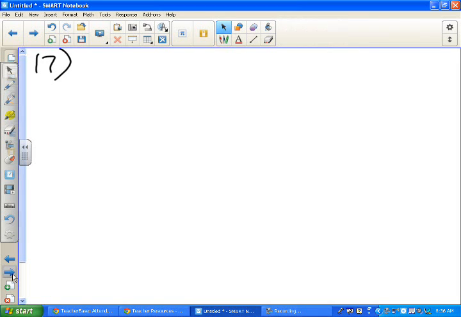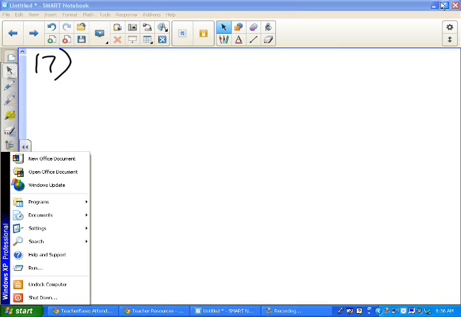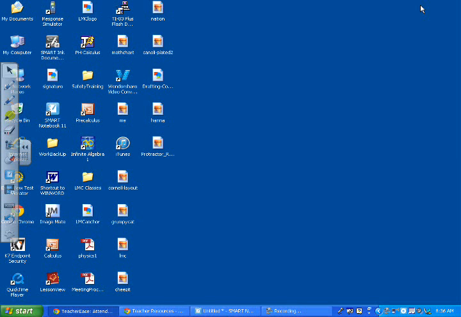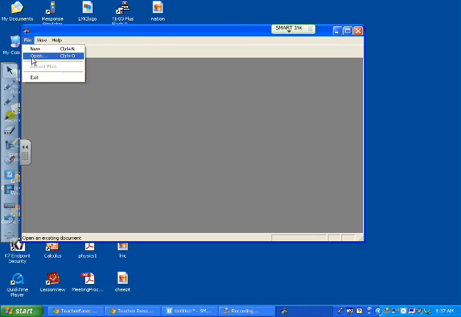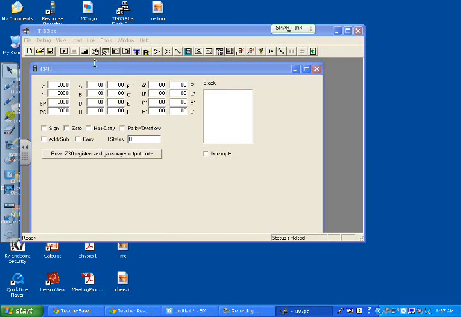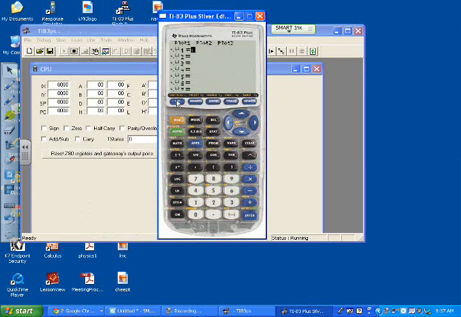For problem number 17, similar type of thing, except we're using a function that we don't use every day. It's called the greatest integer function. So that one I'm just going to graph on the calculator first.